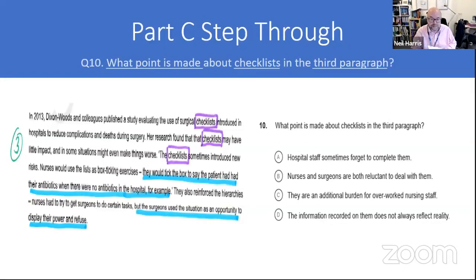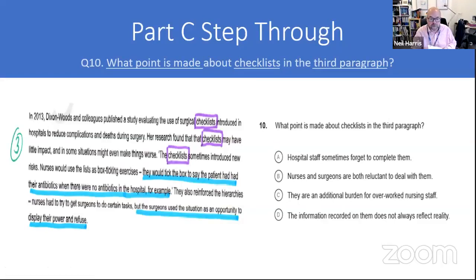And more answers coming in now, all relating to D. Some of you said C. They're a burden for overworked nursing staff. Well, it's important here that we look for what's in the text, not what we feel might be a sensible answer in the real world. And as we look through the text, there is nothing about extra work for overworked, overstretched nursing staff. So we can reject C as being not there.